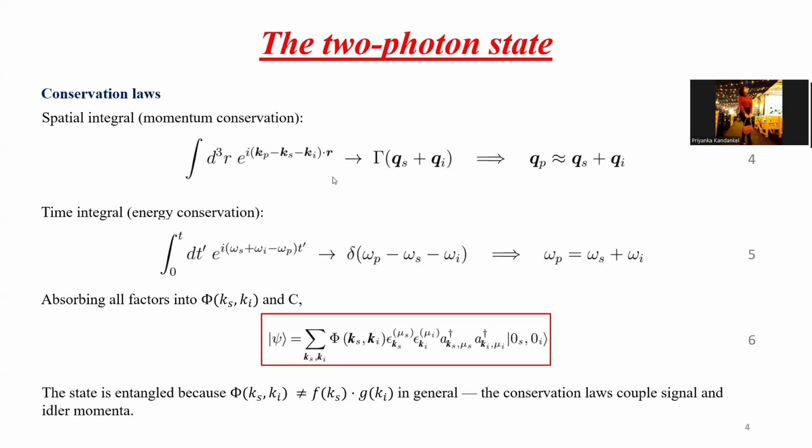Now combining both equation 4 and equation 5 and absorbing all the constants into the prefactor, we define the two photon state of the entangled pair, which is given by equation 6, that is ket psi. And this is the state of the entangled pair, which is the sum over all allowed momentum pairs weighted by phi of ks and ki. And this phi of ks and ki cannot be factored as f of ks times g of ki, because the conservation law couples the two momenta together. Thus, the photons are quantum entangled.